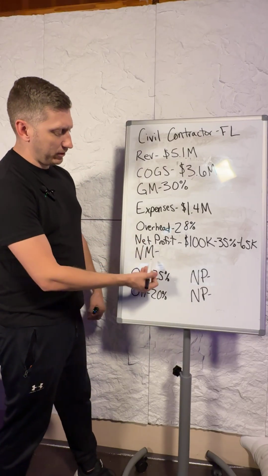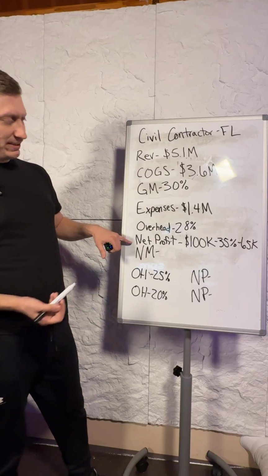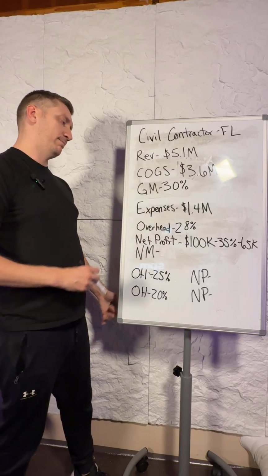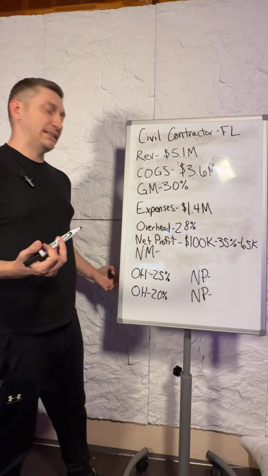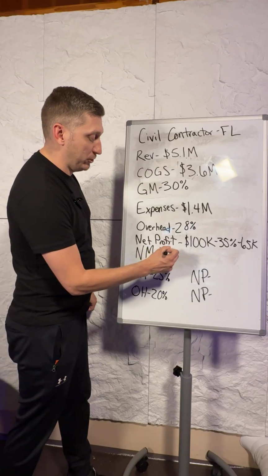We're going to look down here though. We're going to go to net margin. So this is our profit again, 65K. That's after taxes. We're going to go with 100K. What that means is in percentage, we're only making 2%.